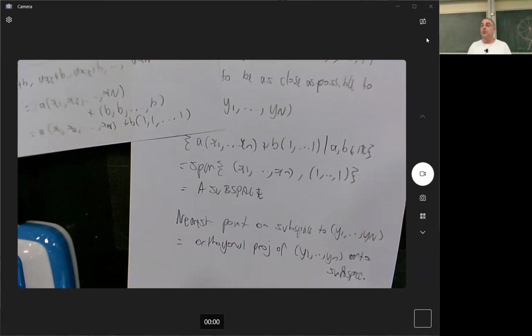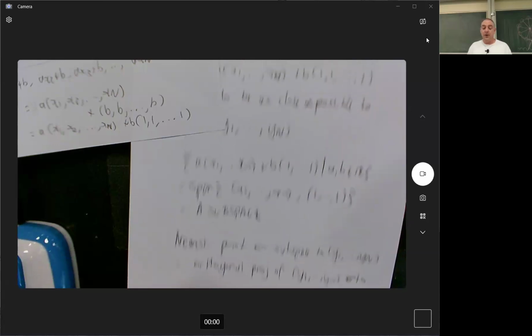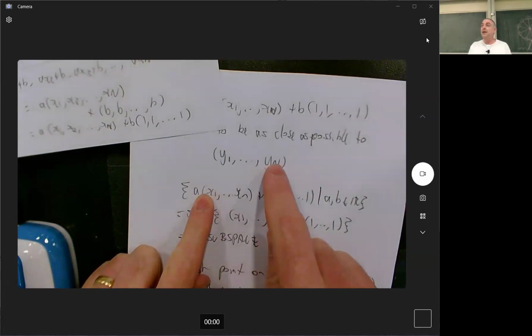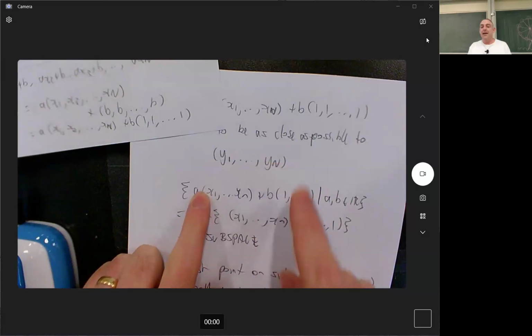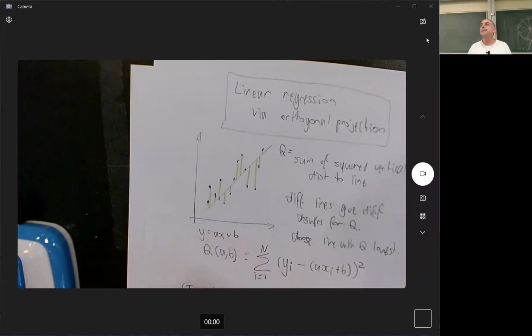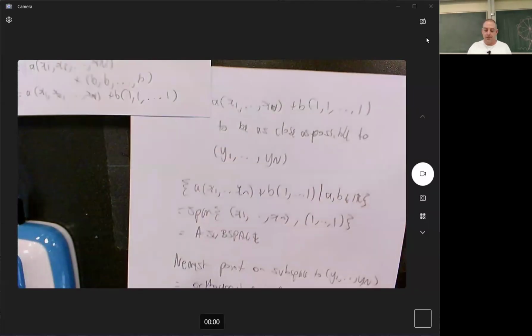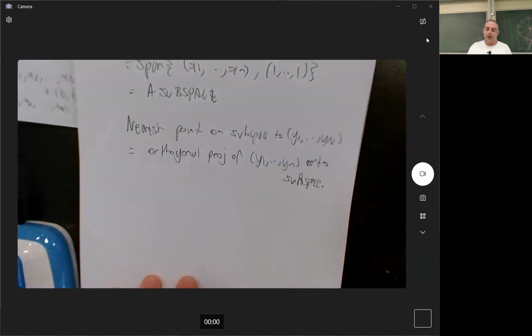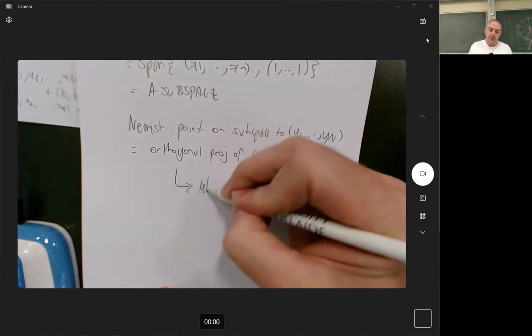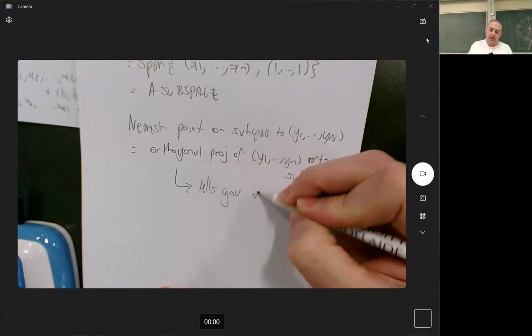So what orthogonal projection will do in this case is it will find the nearest one of these to there, and that will tell you what the A and the B are. And once you've got the A and the B, you can come back and go, aha, it's the line y equals ax plus b. That's how you do it. And so what that'll do is it tells you A and B.